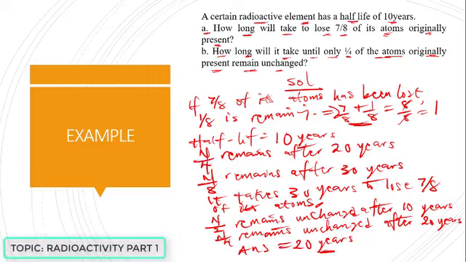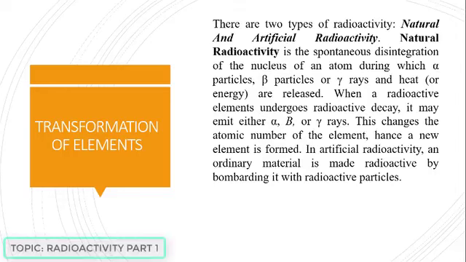So this is the answer for the B part of the question. So the A part of the question, this is the answer to A part of the question, and this is the answer to the B part of the question. So it takes 30 years for the atom to lose 7/8 of its atoms, and then it takes 20 years until 1/4 of the atoms originally present remain unchanged.